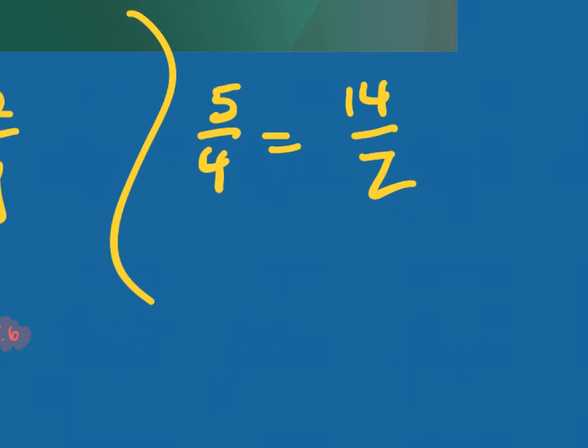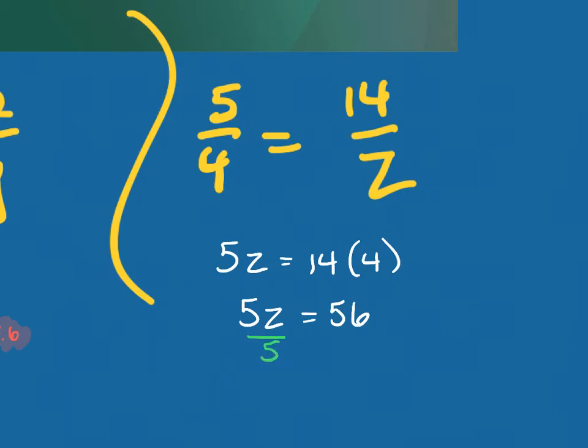Okay, then the last one. Now I've got 5/4 equals 14 over Z, so 5 times Z would equal 14 times 4, or 5 times Z would equal 56. Divide both sides by 5. Z equals 56 over 5, or 11 1/5, or 11.2.